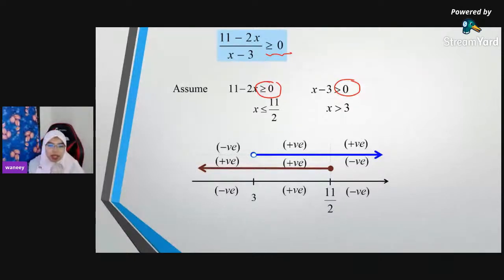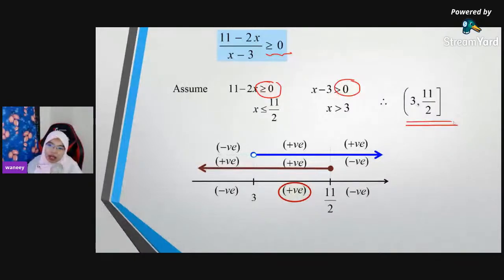So that means the middle one. It will be 3 up until 11 over 2. So I do have the answer on the left hand side, one on the right hand side. Now let us combine them together in one number line.